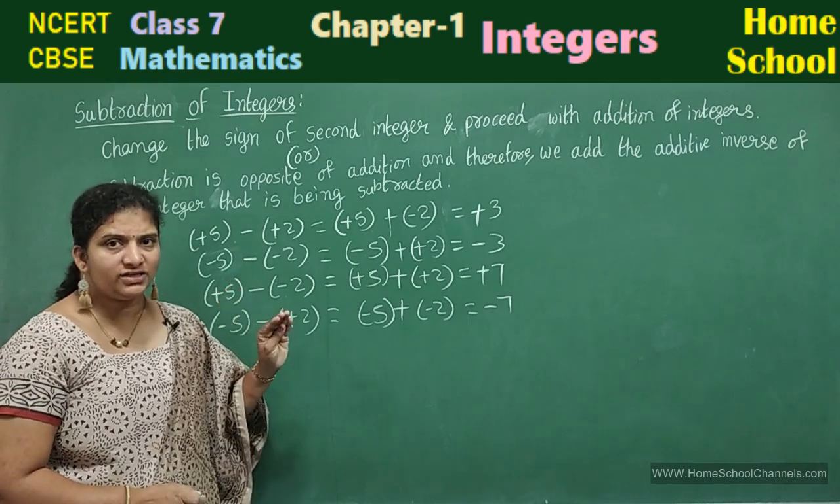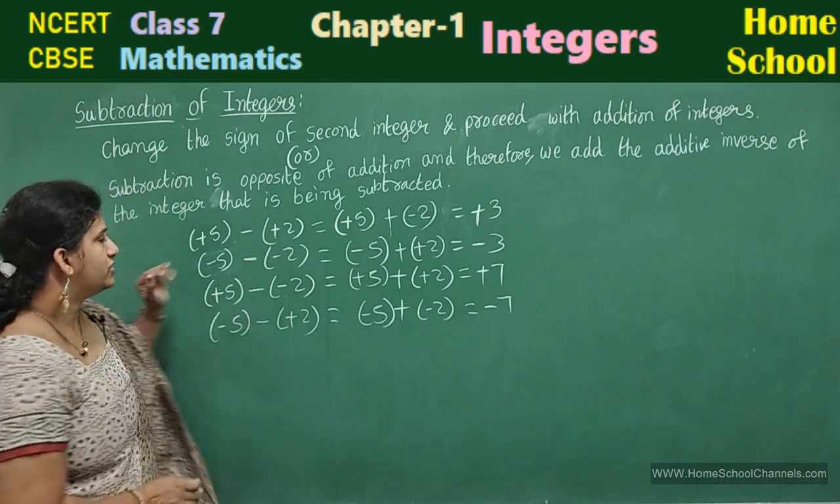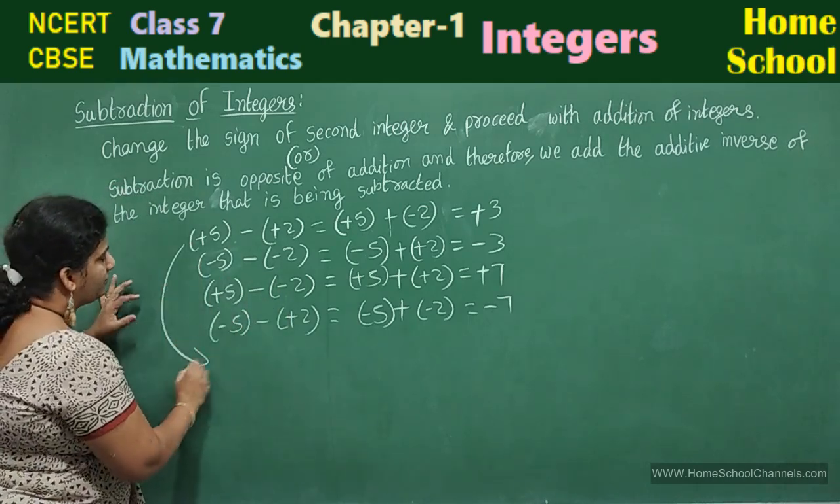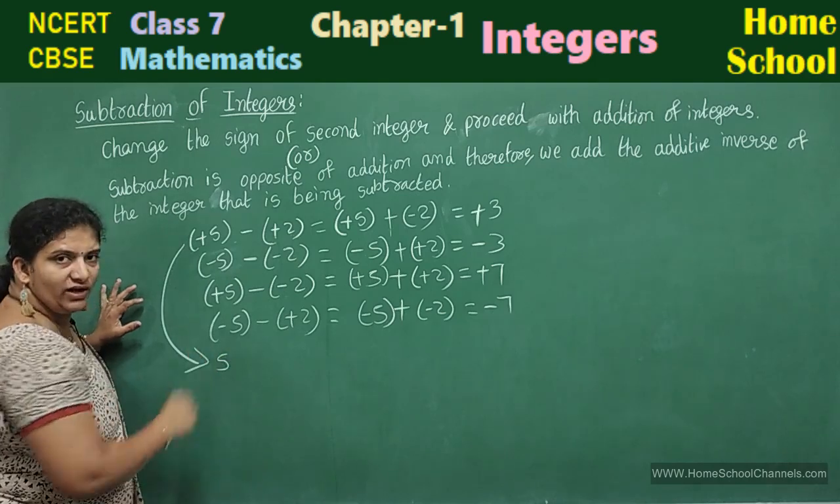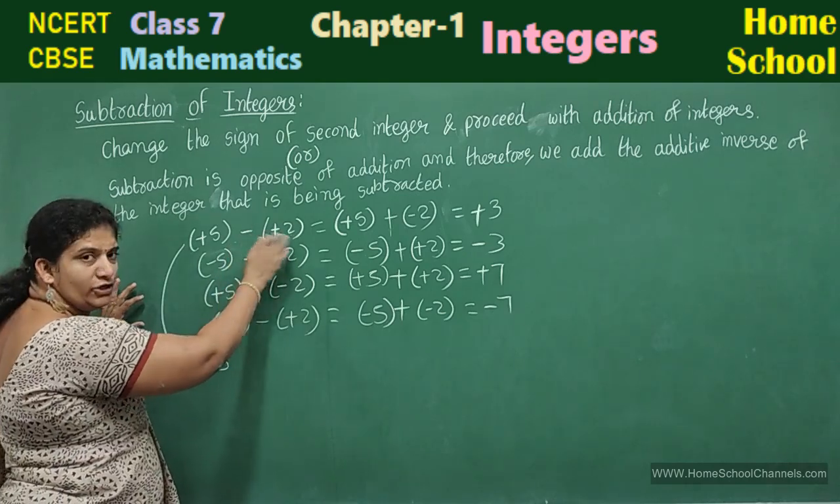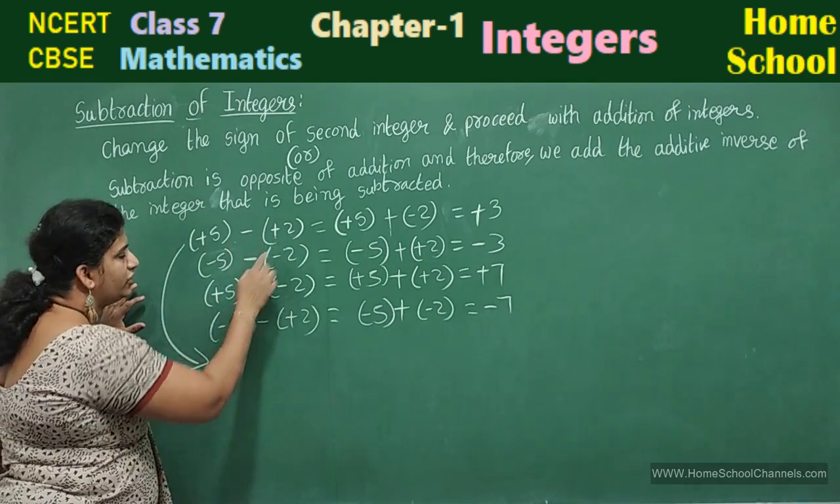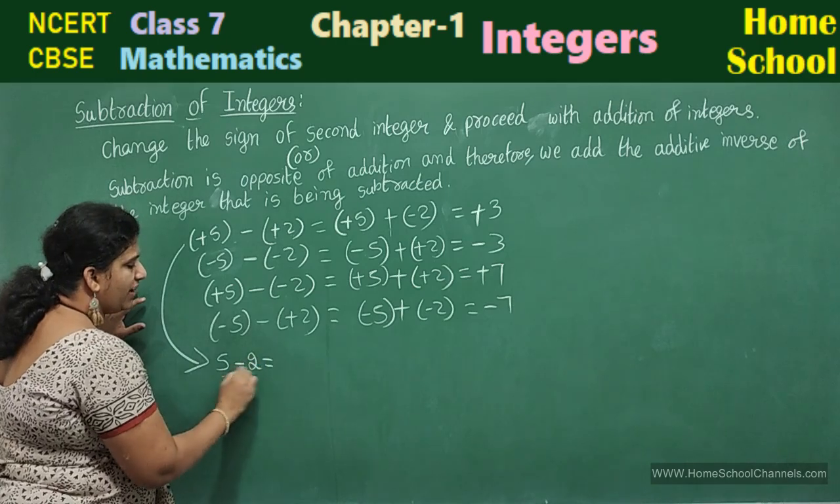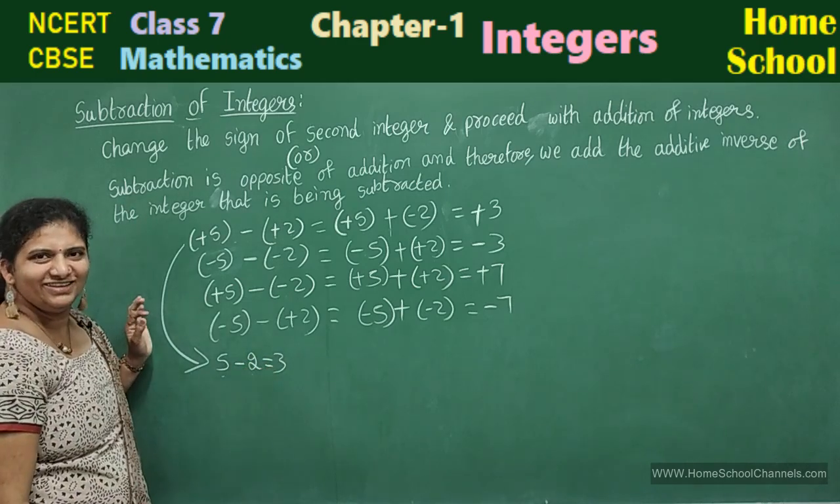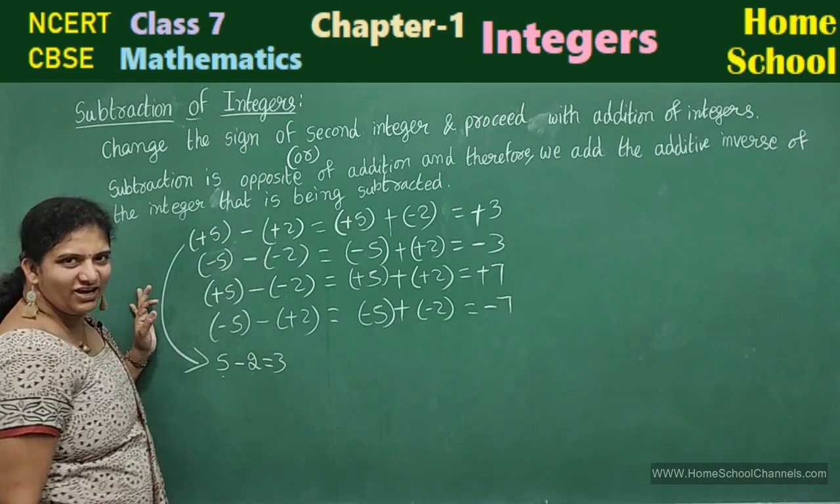I try to do this by removing brackets. So look here carefully. First one, plus 5, I will write only 5. Minus into plus is minus 2. 5 minus 2 will be 3. Yes, the same answer you are going to get.